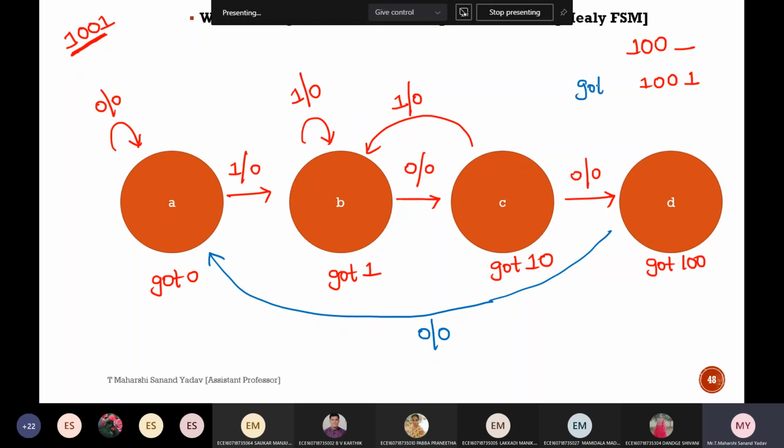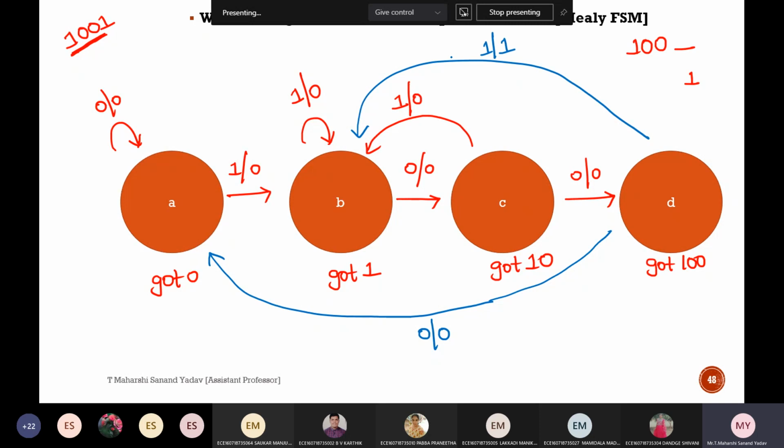Check for got 1001. B state. It will go to B state. Why? Because got 1001 is not there, so removing one more bit. So 001 is not there. Check for got 01, it is not there. So got 1 means it will go to state B. What is the input and what is the output? Input is 1, output is 1.